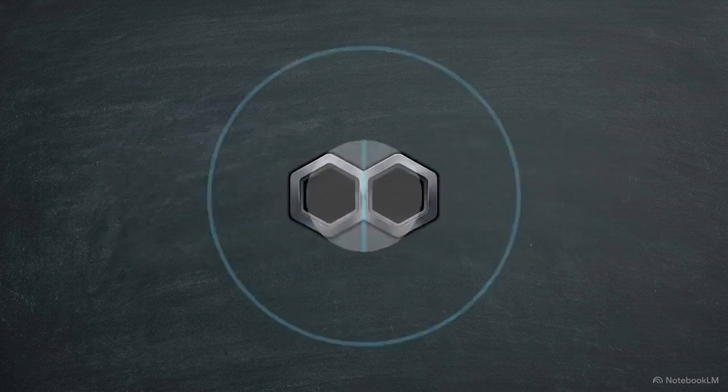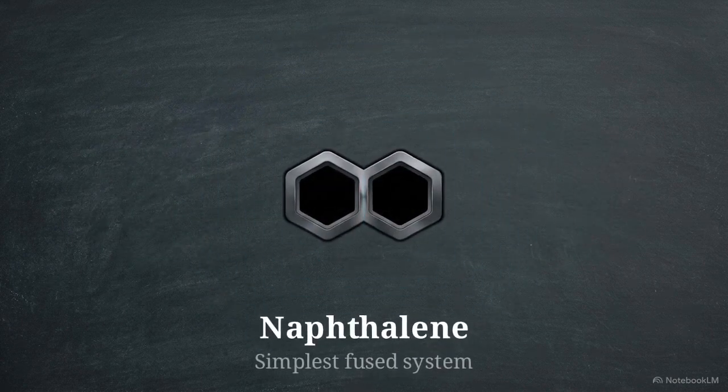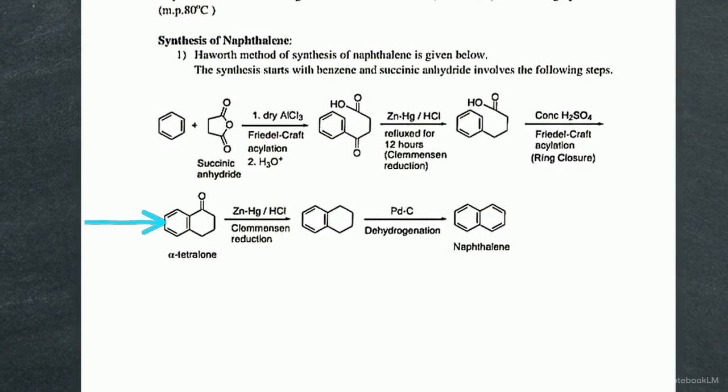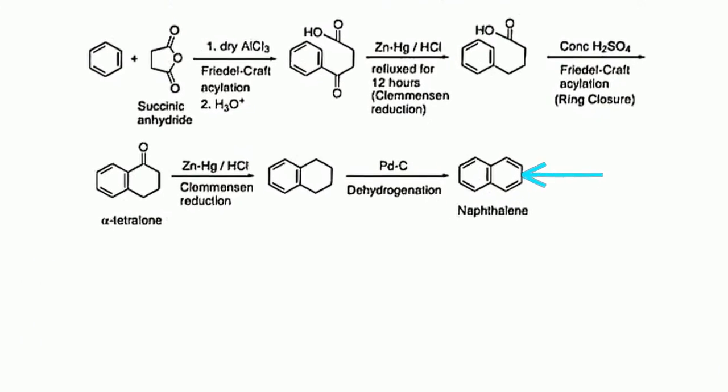To map this evolution, we start with the simplest fused system, naphthalene. This reaction scheme illustrates the Haworth method for naphthalene, beginning with benzene and succinic anhydride. The synthesis progresses through acylation and Clemmensen reduction, forming alpha-tetralone. Finally, ring closure and catalytic dehydrogenation yield the fully aromatic naphthalene molecule.